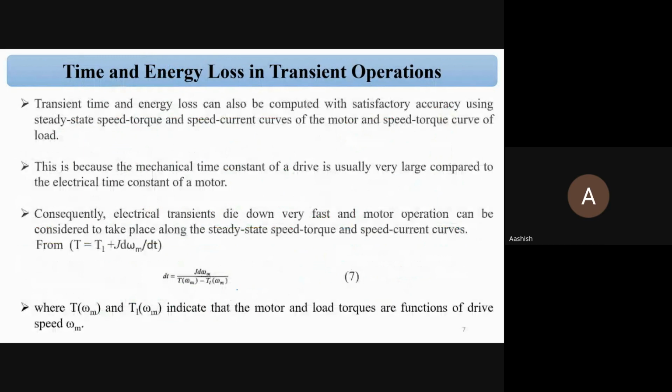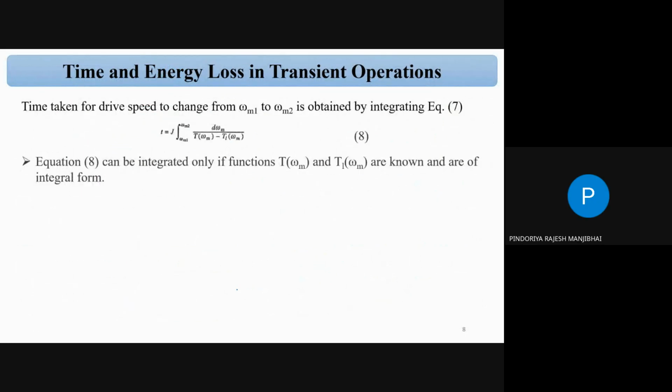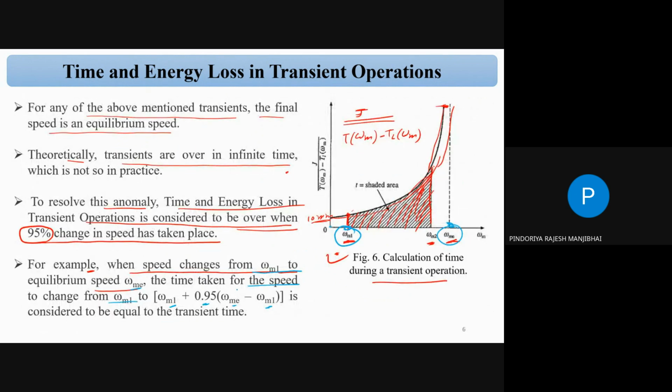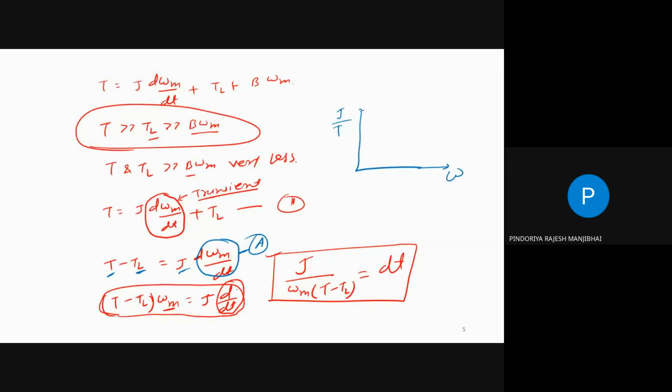Here I mentioned that integration. You can see equation number 8 is the integration. Okay, equation number 8 is the integration part. Okay. So now any confusion in this equation? Correct?